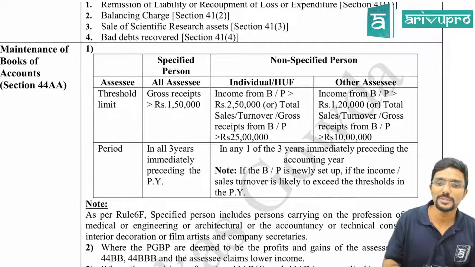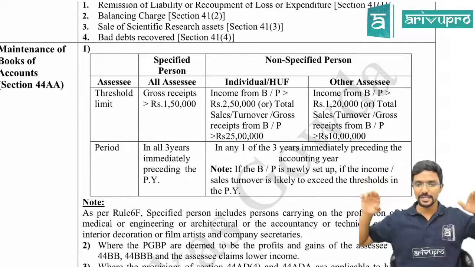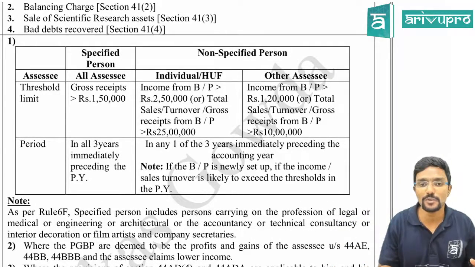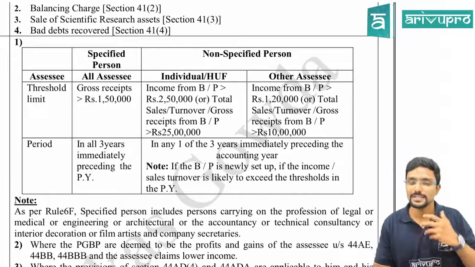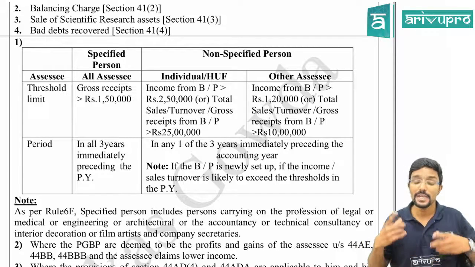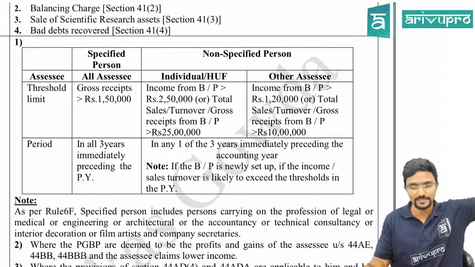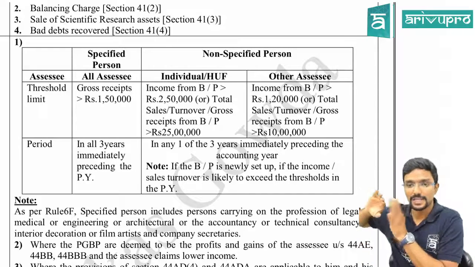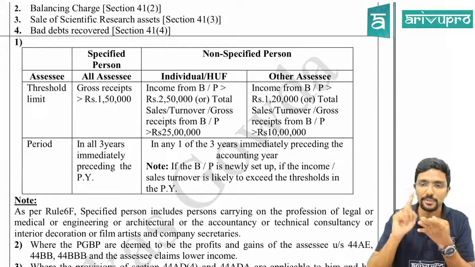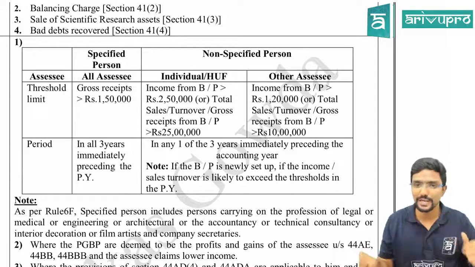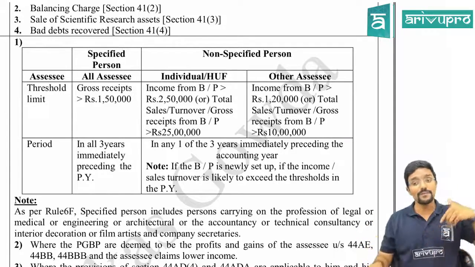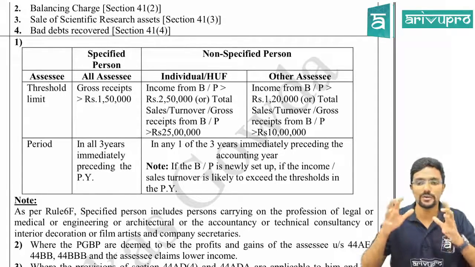Clear? Then coming to non-specified person, under that we divide into 2 categories. First one is individual and HUF. If income from business or profession is more than 2,50,000 or sales or turnover is more than 25 lakh in any 1 year out of the last 3 years, I have to maintain my books of accounts. Agree? Then coming to other assessees under non-specified, which covers partnership firm, company, AOP, BOI and all. If their income is more than 1,20,000 or sales or turnover is more than 10 lakh in any 1 year out of the last 3 years, you have to maintain books of account in this year.